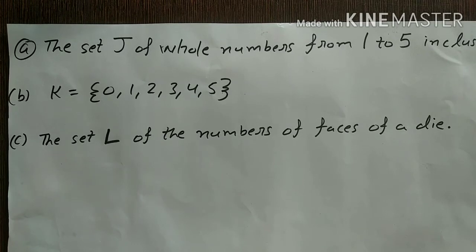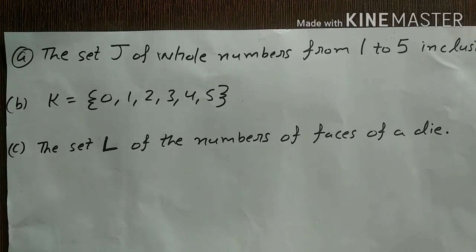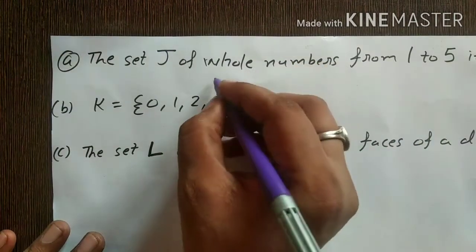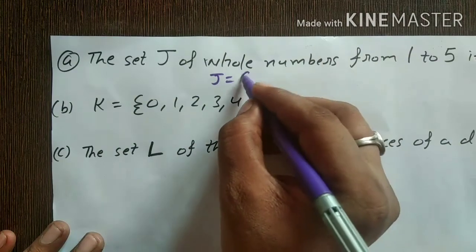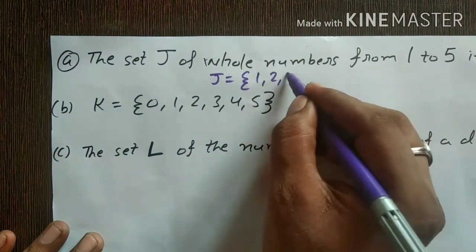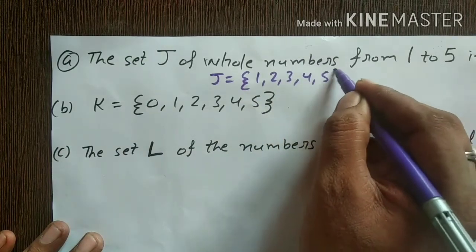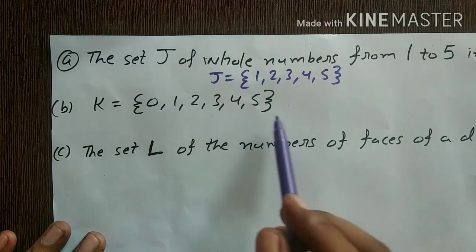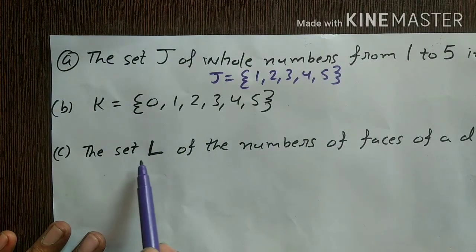Now the next question is having 3 parts. Now the first one is A part. The set J of whole numbers from 1 to 5 inclusive. So what will be the roster form of this? I will write 1 and 5 are inclusive: 1, 2, 3, 4, 5. Okay. Now what is the set K? The elements are being given here. The set L of the numbers on the faces of a die.